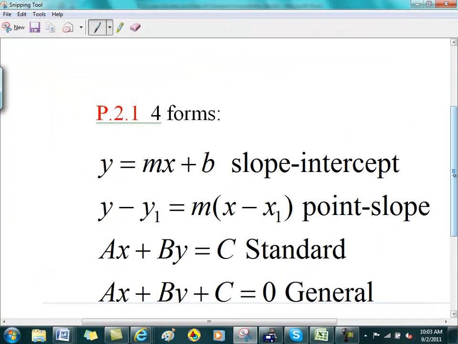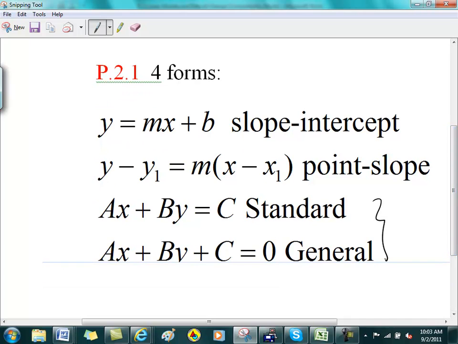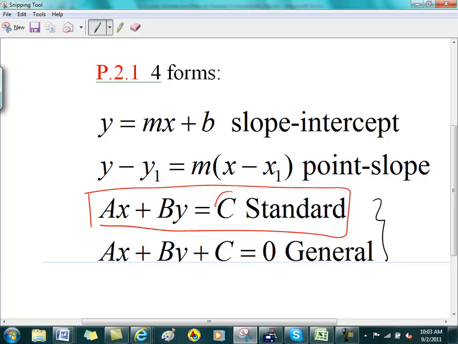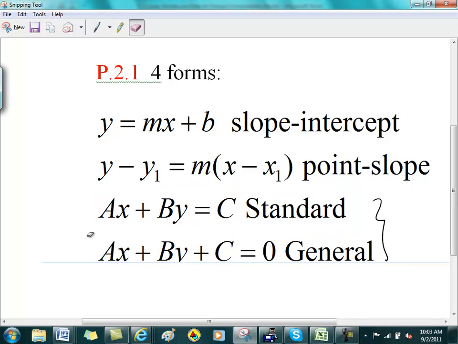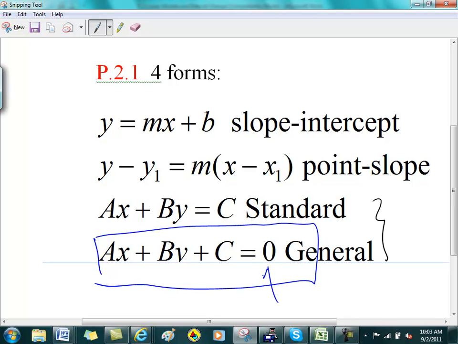So people often confuse these last two, and it's fairly easy to remember what they are, okay? The one that is standard has a constant on the right hand side. The one that is general, that's this one here, has a 0 on the right hand side instead of a number, okay? So that's the difference between the standard and the general.